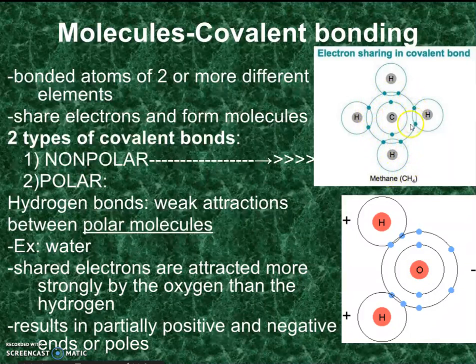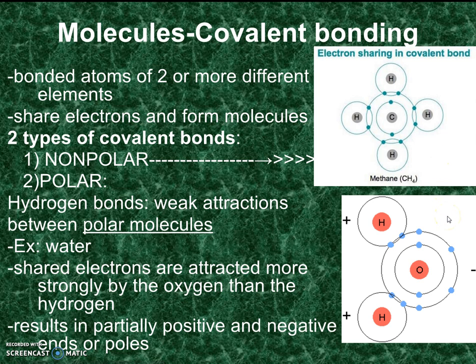So among the two elements that are bonded together, the electrons kind of make a little circle 8. And electrons are negatively charged, but since they spend equal amounts of time around hydrogen and carbon, the net charge of this is neutral. There's no charge. So we call it nonpolar, as opposed to water.